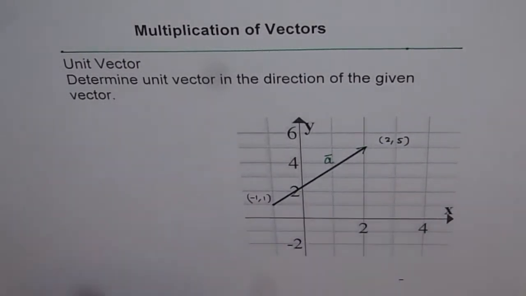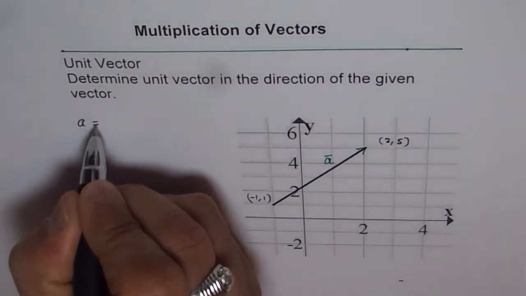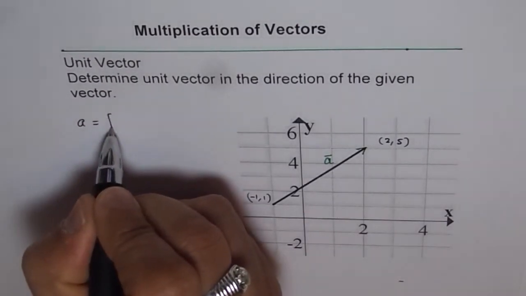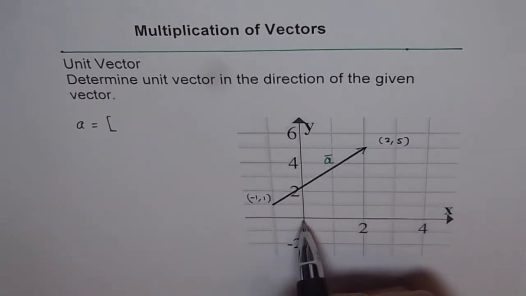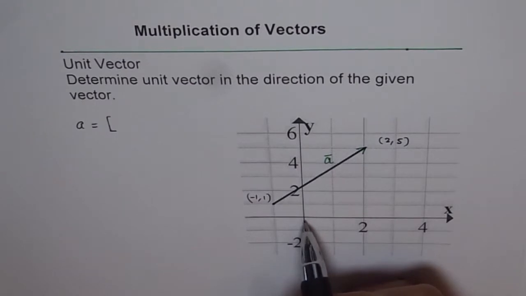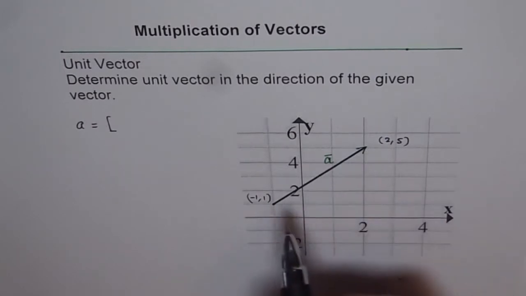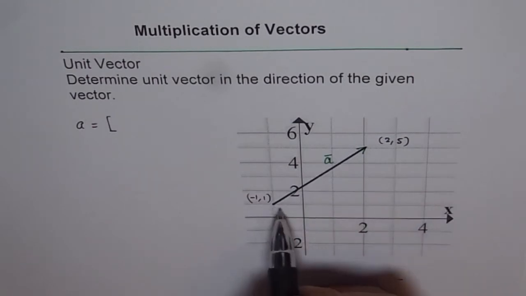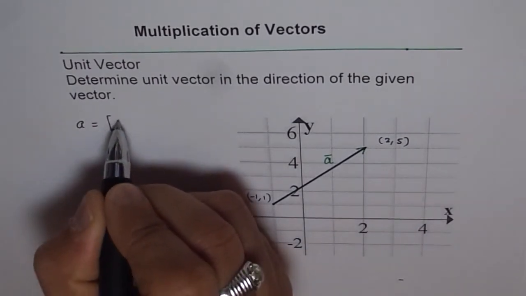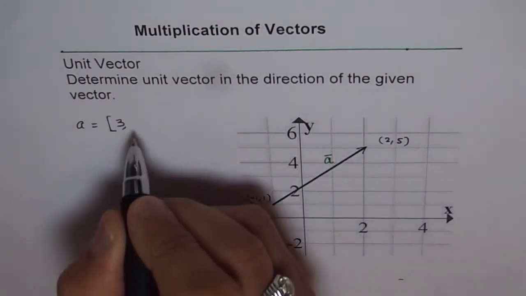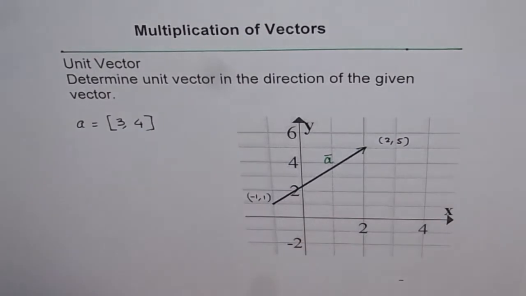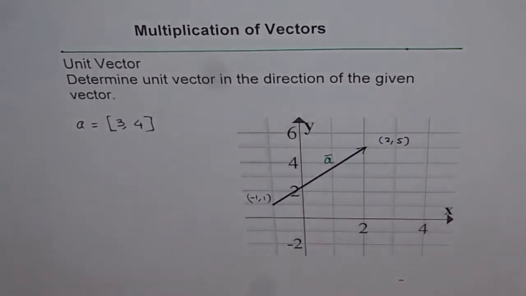We can also write this vector A in Cartesian format. If I translate this vector to the origin, it becomes a position vector, and we can find its coordinates like this. The x displacement is 1, 2, 3, so we get 3, and y is 1, 2, 3, 4. So this is the same as 3, 4, right? That is how we can see this vector.